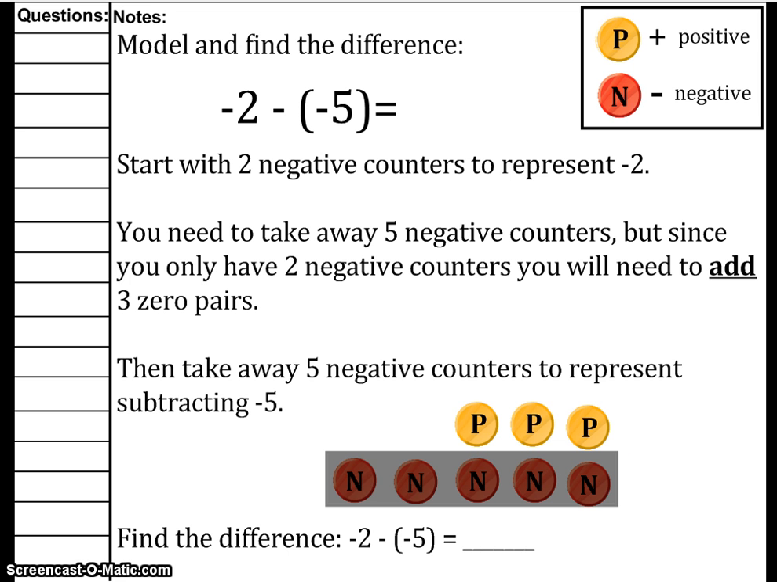And what do I have left over? I have 1, 2, 3 yellow positive chips. So that means negative 2 minus negative 5 equals positive 3.